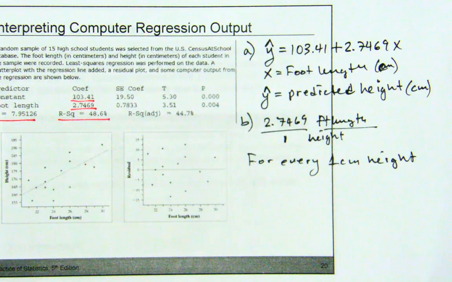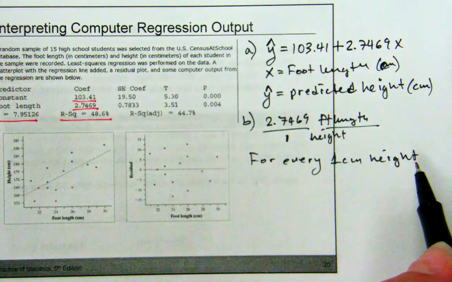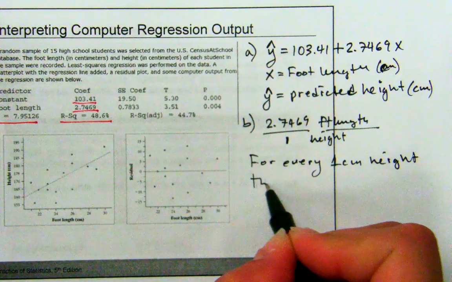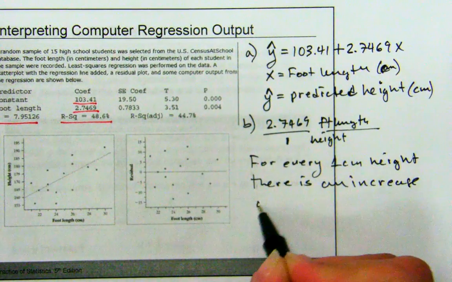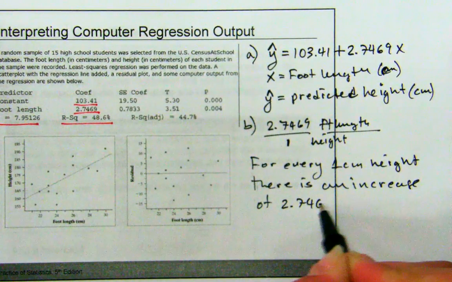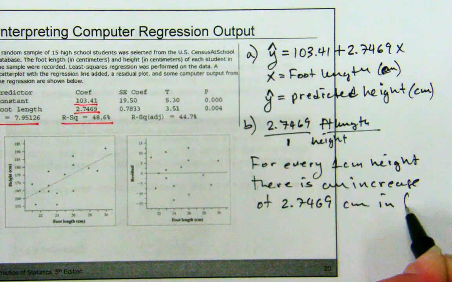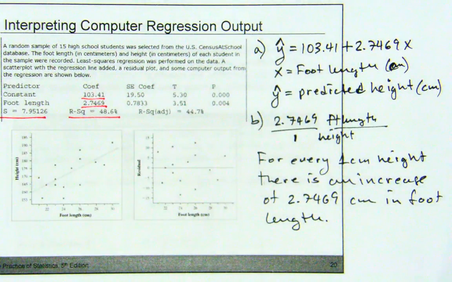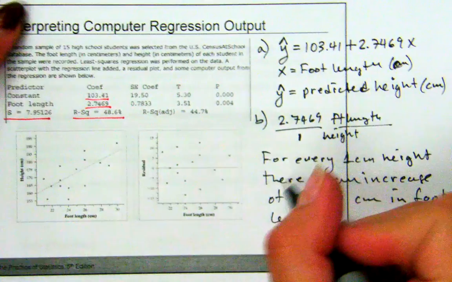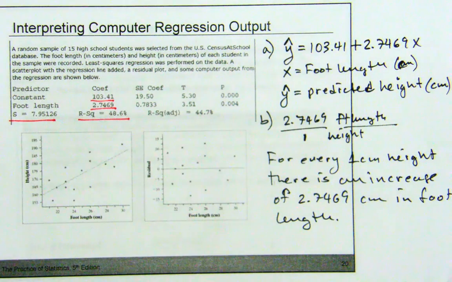Okay, so for every centimeter of foot length, we have an increase of 2.7469 centimeters in height. Okay, that works out. So for every 1 centimeter in height, there is an increase of 2.7469 centimeters in foot length. Okay, I'm fine with that. So for every 1 centimeter in height, there's an increase of 2.7469 centimeters in foot length.